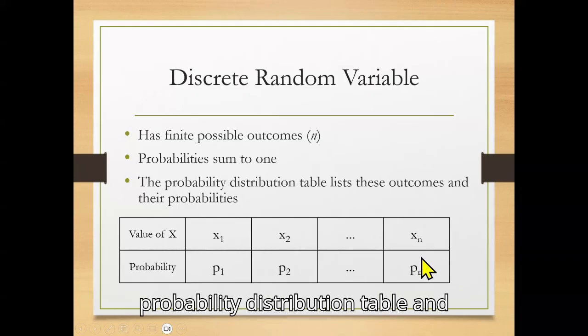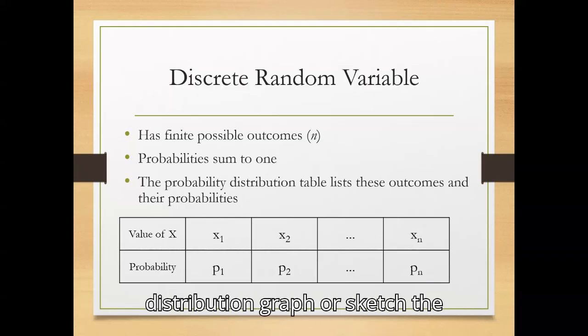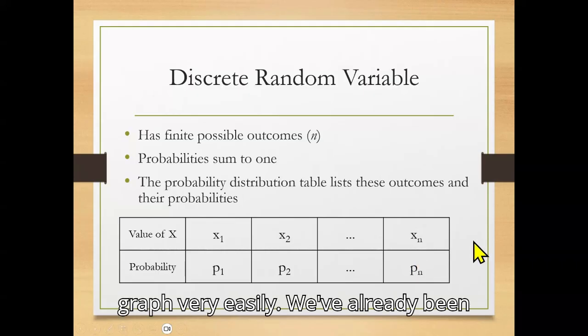So we'll call this a probability distribution table, and we can turn it into a probability distribution graph or sketch of the graph very easily. We've already been doing this.